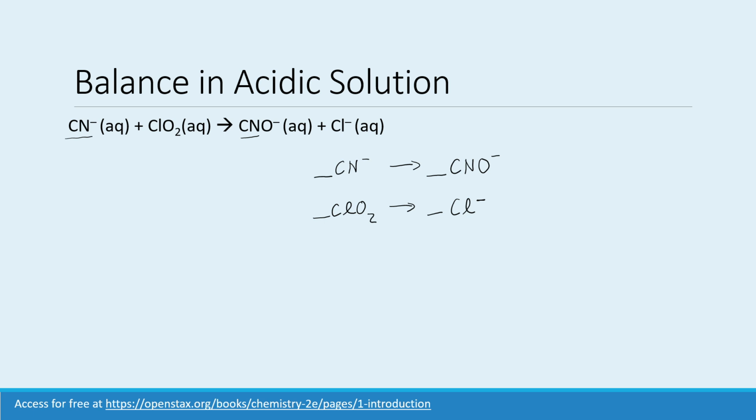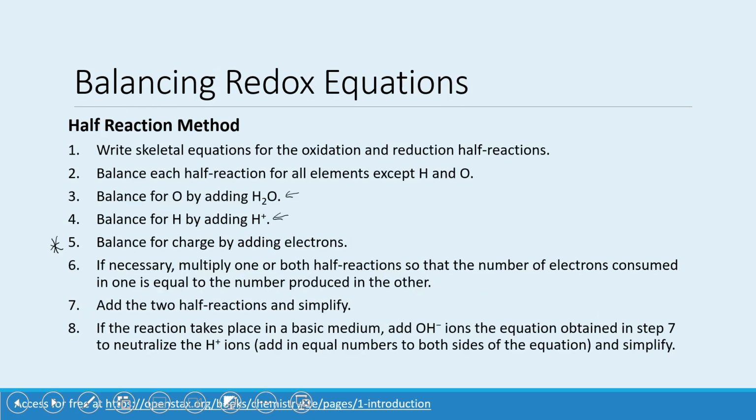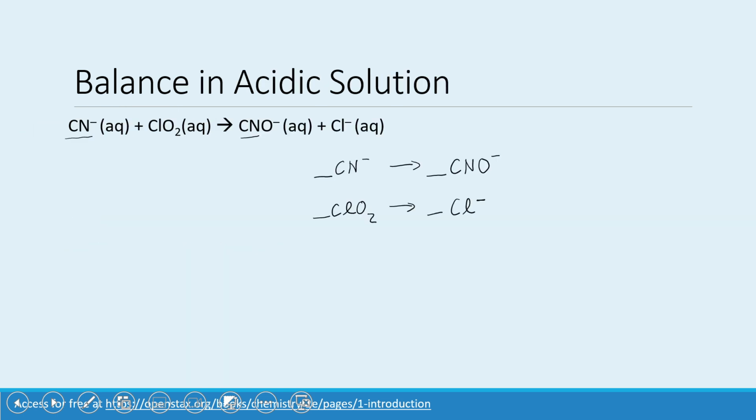Okay, so once we've split up into our 2 half reactions, the next step, remember, is to balance each for all of the elements except for hydrogen and oxygen, and then we'll focus on oxygen next. So all the carbons, nitrogens, and chlorines, you can tell those are already balanced, and so the next step is to look at that oxygen. Now, we have 1 oxygen on the product side in the first half reaction, so we're going to add 1 water molecule on the reactant side. Leave some space in case we need to change that coefficient.